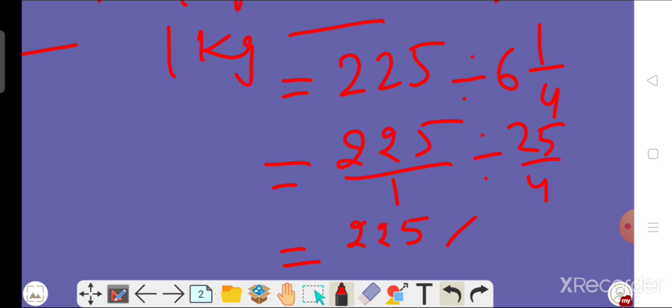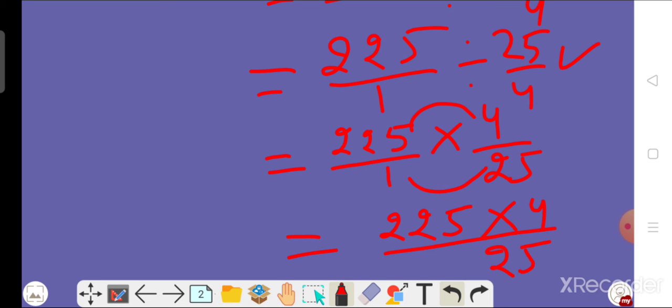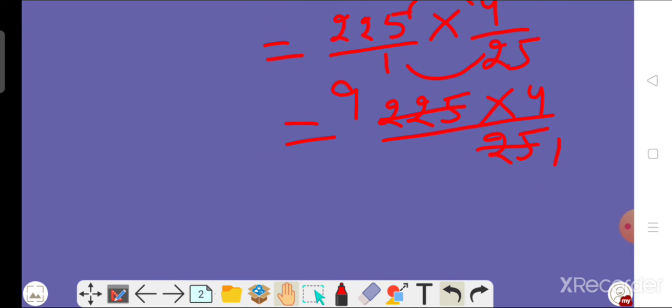So 225 by 1, division will become multiplication and the divisor will be converted into its reciprocal. Now we have to solve this multiplication of fractions. Multiplication is done from numerator to numerator and denominator to denominator. This is equal to 225 multiplied by 4 by 25. So 25 is the highest common factor between 25 and 225. 25 ones are 25 and 25 nines are 225, and this is equal to 9 multiplied by 4, and that is equal to 36 rupees.